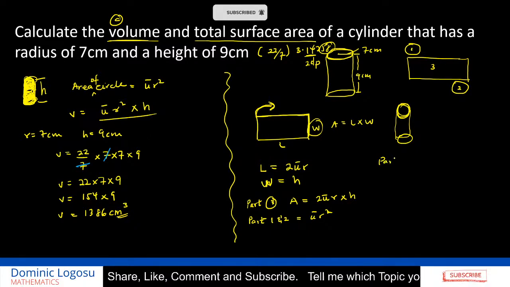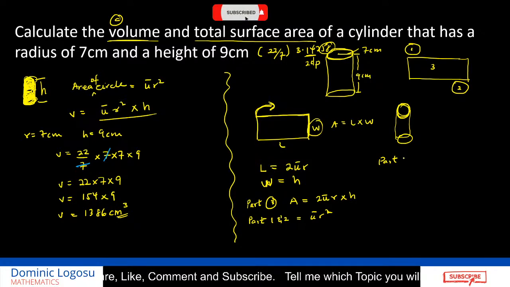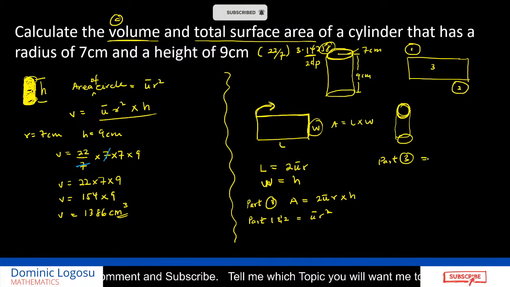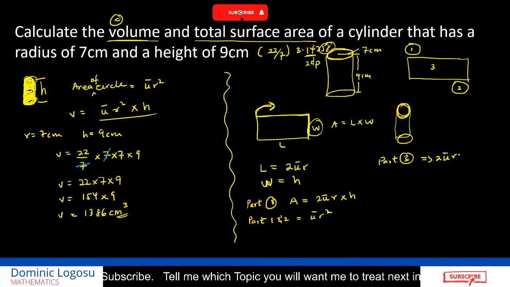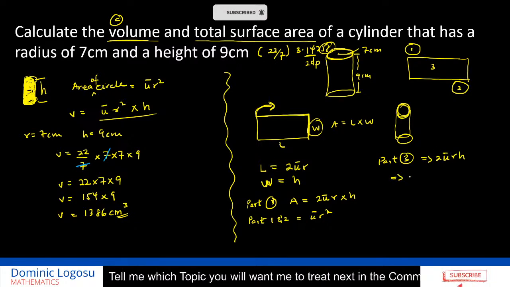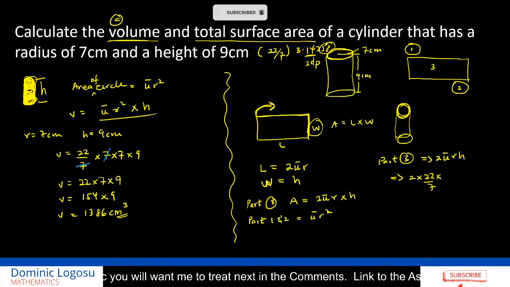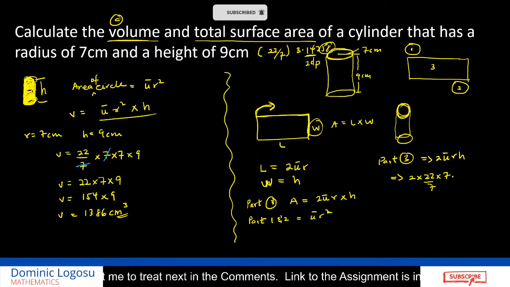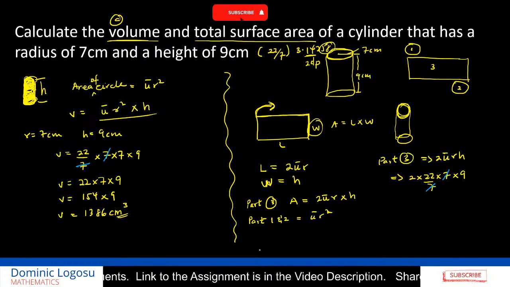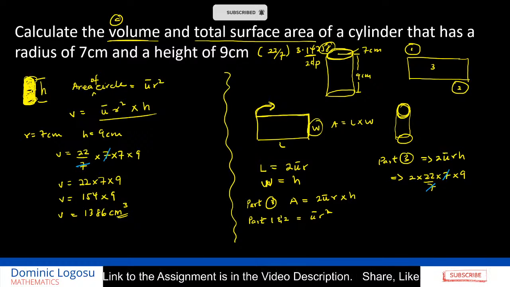We are starting with part 3. Part 3, which is the rectangle, will mean that we'll have 2 pi r h. So that is 2 times 22 over 7. Remember we are taking pi to be 22 over 7, and then times what? 7. Remember it is not squared, so it is just 7, times the height, which is 9. Now I'm going to change the marker so that we can do our beautiful cancellation. This 7 will cancel this 7. So now we should have 2 times 22.